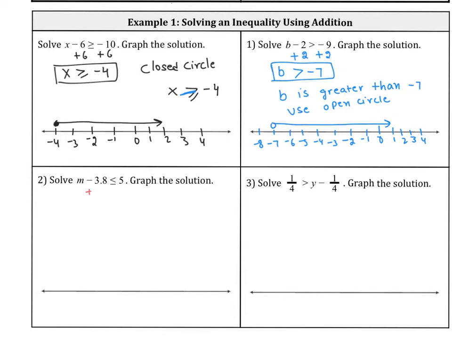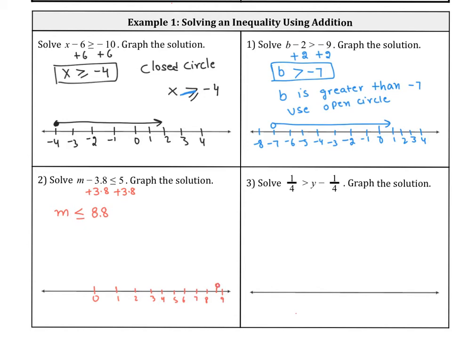For number 2, you're going to add 3.8 on both sides to have m by itself. So m is less than or equal to 8.8. Graph this solution. We're going to make a number line. For this inequality, I'm going to use a closed circle, and this is 8.8. It means this is between 8 and 9, but more towards the 9. If you divide this 8 to 9 interval into 9 parts, then 8.8 would be right here. So that's the point where you're going to start graphing.